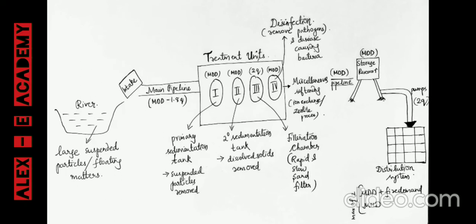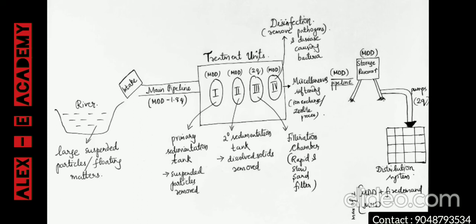Now on the extreme left we can see the river intake. Then first of all, the main pipeline is designed for MDD, and then coming to treatment units, the treatment units 1, 2 and 4 are designed for MDD, whereas the third one, the filtration chamber, is designed for 2 times q, where q is the average daily demand of water. So that is the exception. In that case, the 1st, 2nd and 4th units are designed for MDD, whereas the third unit is designed for 2 times the average daily demand.